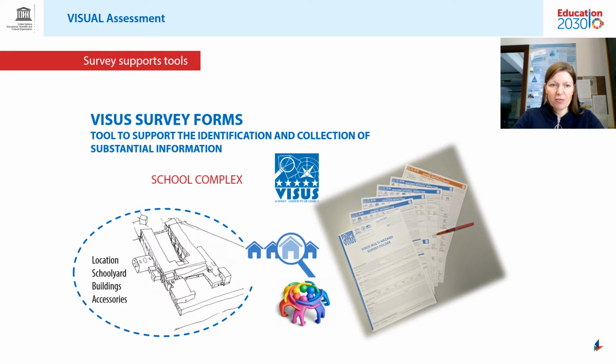The VISUS survey forms are a tool that supports the identification and the collection of the substantial information for the school complex. So they concern the location, the schoolyard, the building, and the accessories. They can be filled by using a printed version, a paper-based version, or through a tablet application.